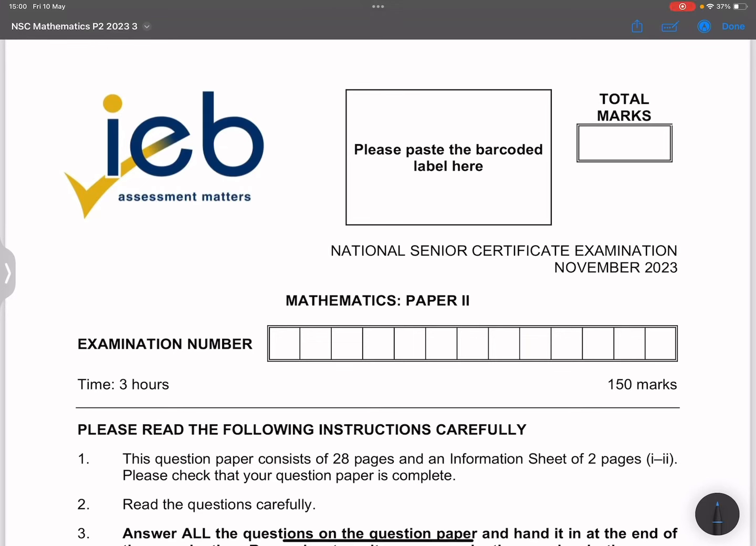All right, so today we're going to be looking at mathematics paper 2 for the IEB. This was written in November 2023.